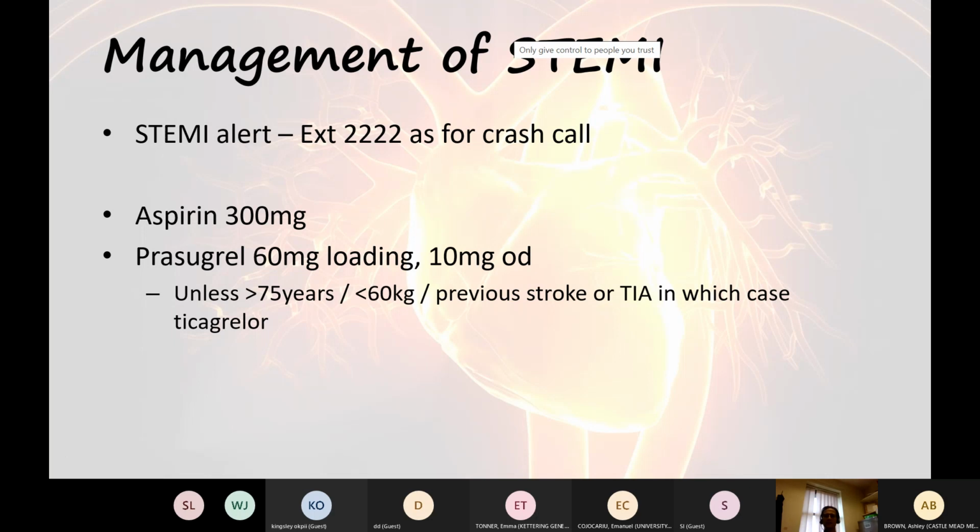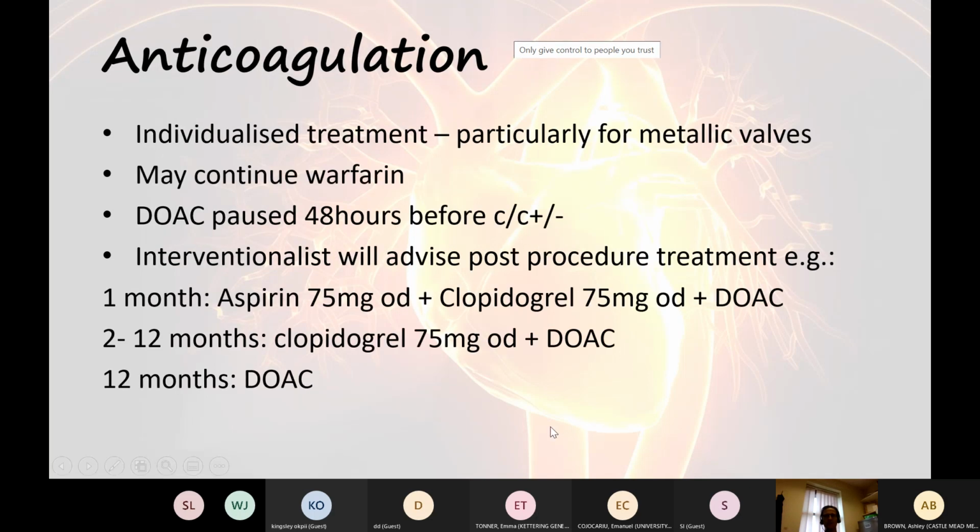Then there are special situations. The one that I want to talk about is anticoagulation. Anticoagulation is more and more common these days because so many of our patients have atrial fibrillation, but of course they could be on anticoagulants because of a previous pulmonary embolism, for example. These patients do need an element of individualized treatment, so this is not a catch-all for all patients. And if they've got metallic valves, these are particularly challenging patients.